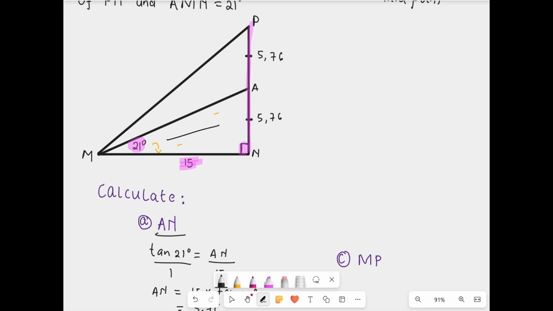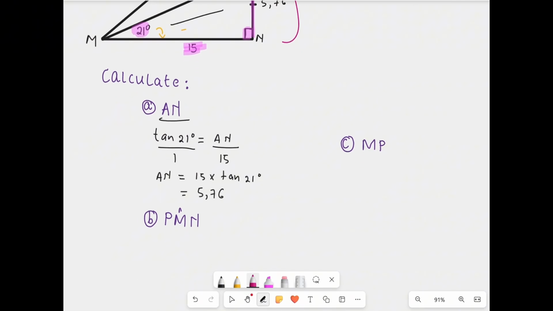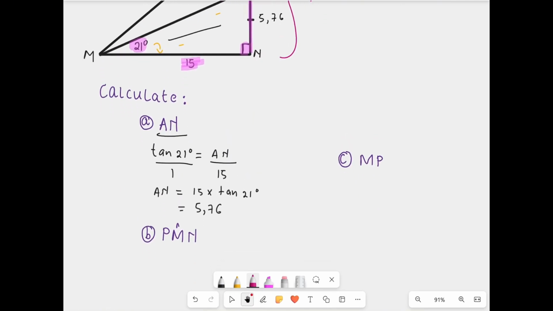Now, the whole side here will be 11,52. Now let's move to the next question, B.